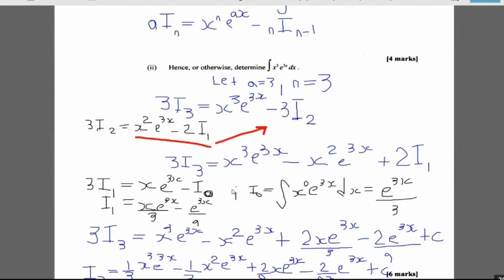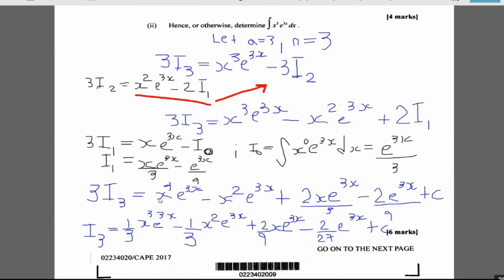All right. But I0 is very easy to find because I0 is when n is 0 and anything to the power 0 is 1. So we're just integrating e to the 3x, which is e to the 3x over 3. So again, we get 3I3 is now equal to, we substitute for I0, I1, I2, everything back into the formula for I3, and we get this long equation. But this is now 3I3, so divide through by 3 to get what I3 is equal to.